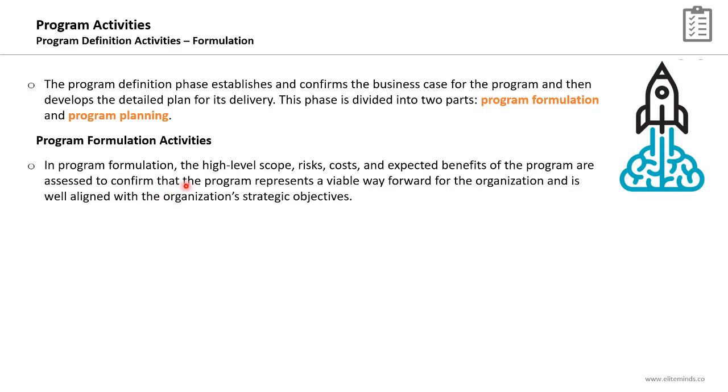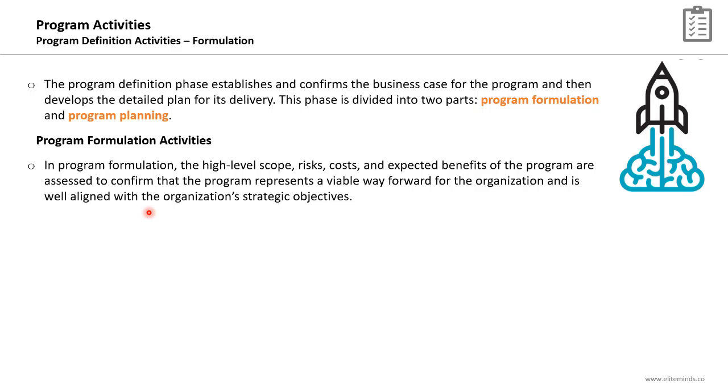So in program formulation, the high-level scope, risks, costs, and expected benefits of the program are assessed to confirm that the program represents a viable way forward for the organization and it is well aligned with the organization's strategic objectives.